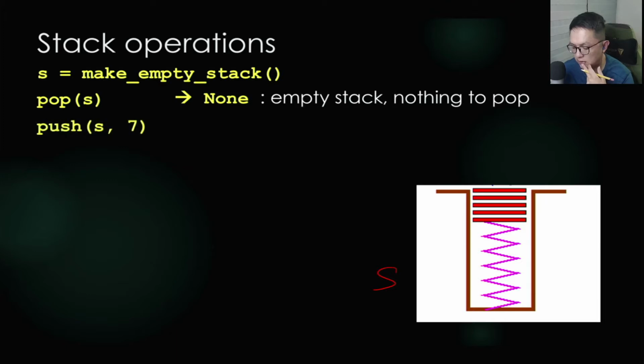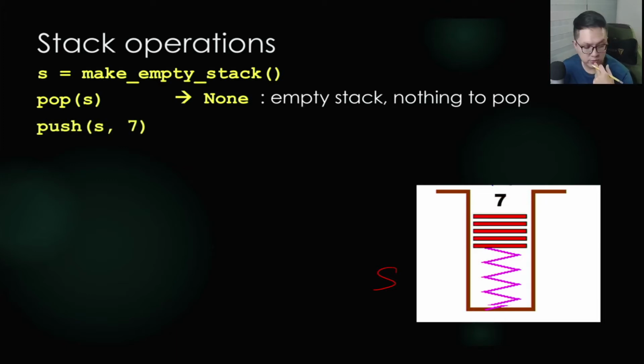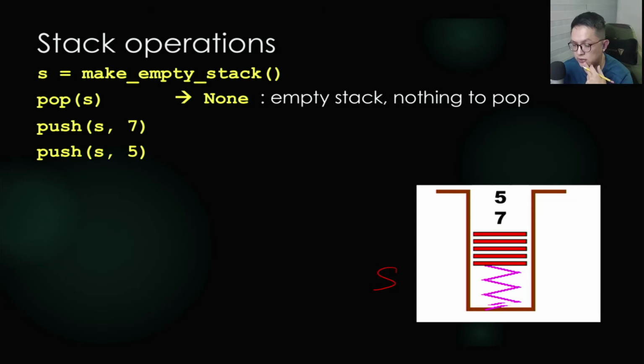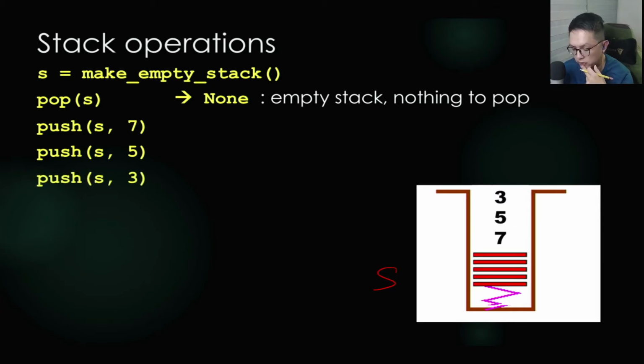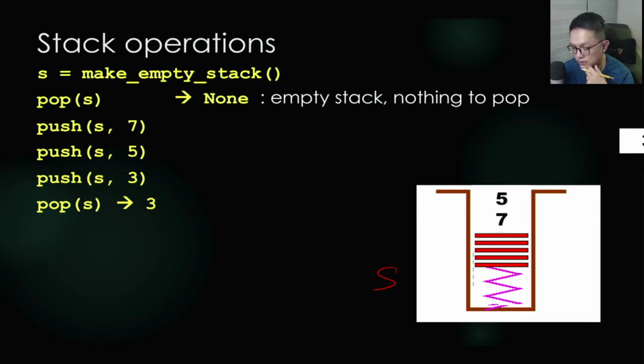Then you push 7 into the stack, so 7 goes in. Next you push 5 in the stack. Once you push 5 in, 5 is actually the topmost item. 7 is the first to go in, but right now 7 is at the bottom. You push in 3 as well, so now you have 3, 5, 7 from the top. Then next you pop S. The first item you take out will be 3. It returns you 3, and then 3 is gone.